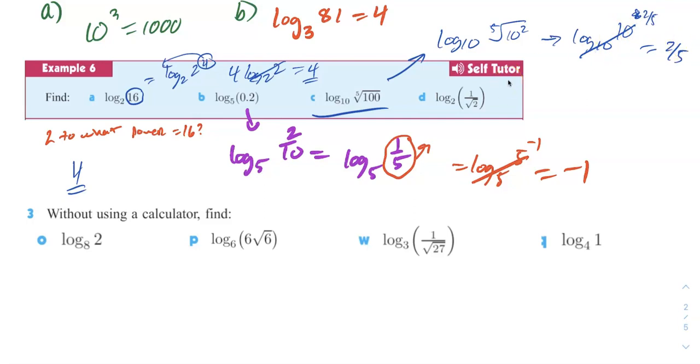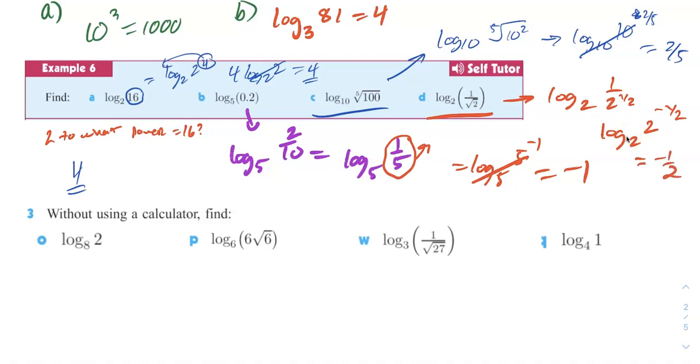And the last one here. So I'm going to rewrite it. It's log base 2 of 1 over the square root of 2. The square root is the 1/2 power. Now I can move this to the top, and I get 2 to the negative 1/2. Then right here you can move the negative 1/2 to the front, and these cancel out, so you just get negative 1/2.